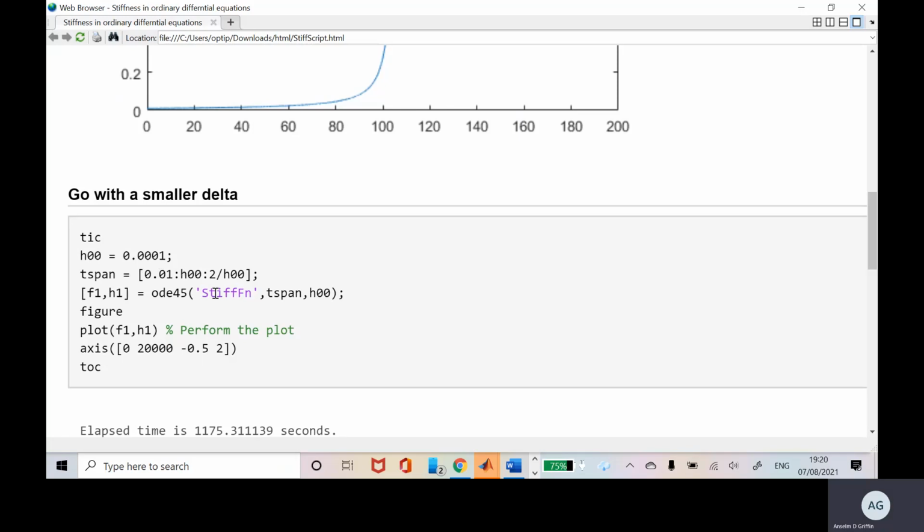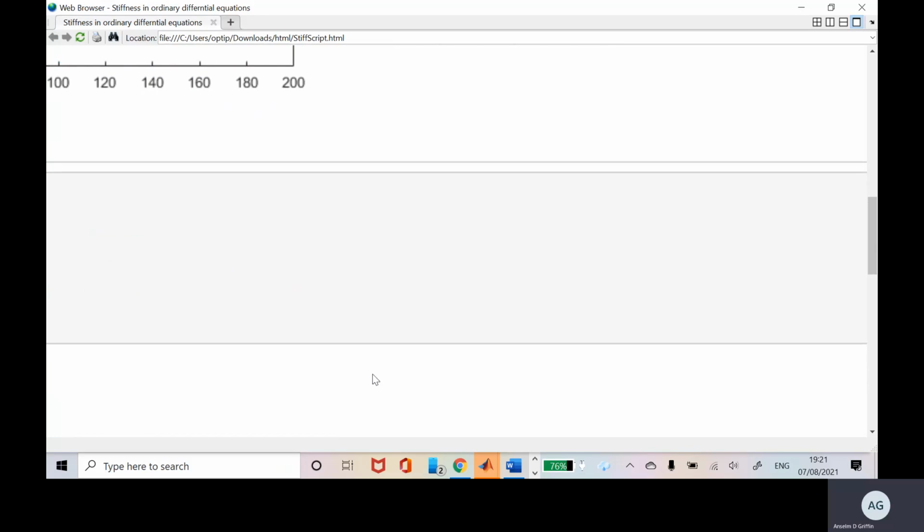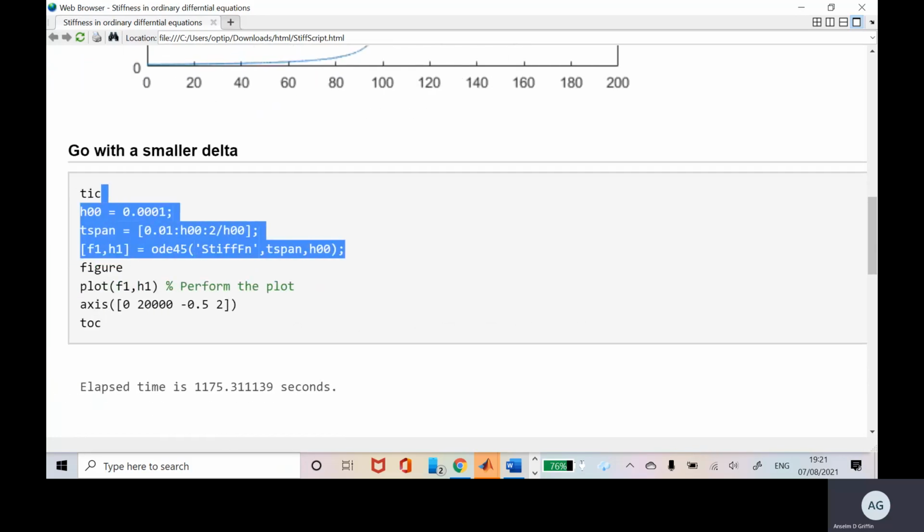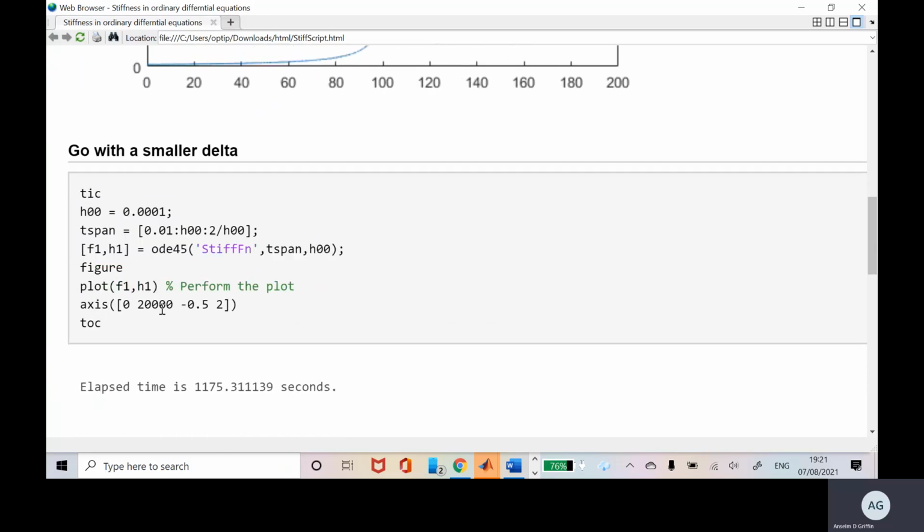still using the same differential equation. My time span is still 0.01 in the delta and 2 over h00, so we're going to get to 20,000. Because we're going in such small deltas, it took 1175, that's 1200 seconds. So that's nearly 20 minutes. 600 seconds is 10 minutes. 1200 seconds is 20 minutes. So it takes a while, to put it mildly.